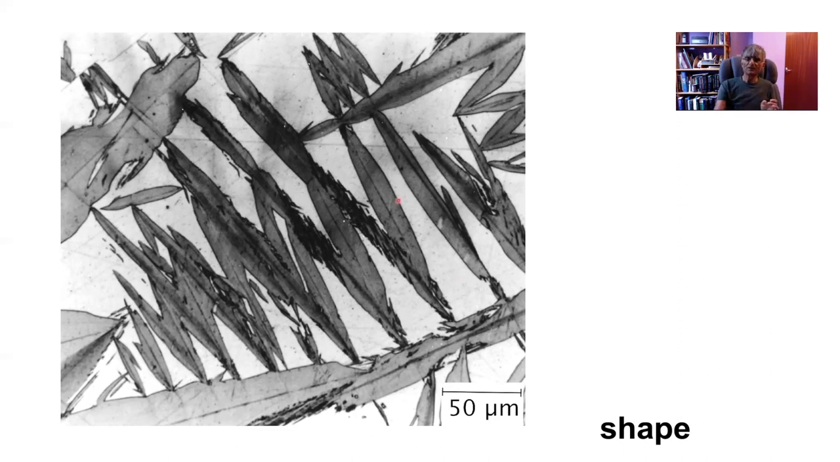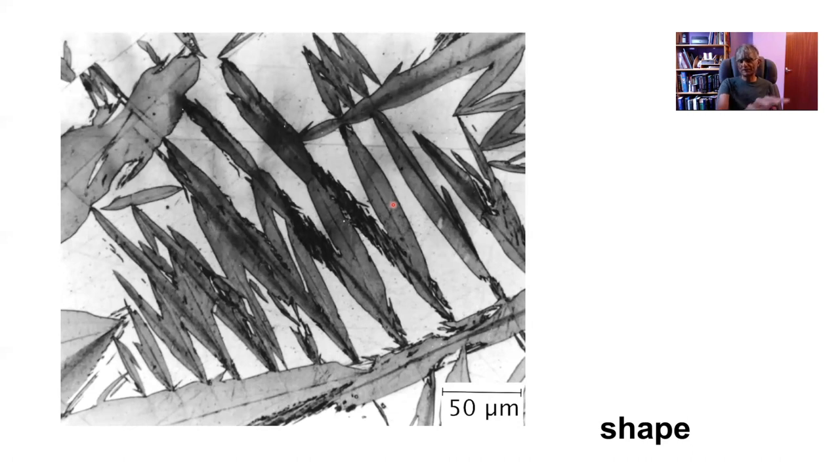And this is not the thickness of the plate, because there are stereological effects. You know, it depends on your plane of sectioning. The plate is actually much thinner than it appears here. Typically, the thickness to length ratio is of the order of 0.05. In other words, it's 20 times longer than it is thick.